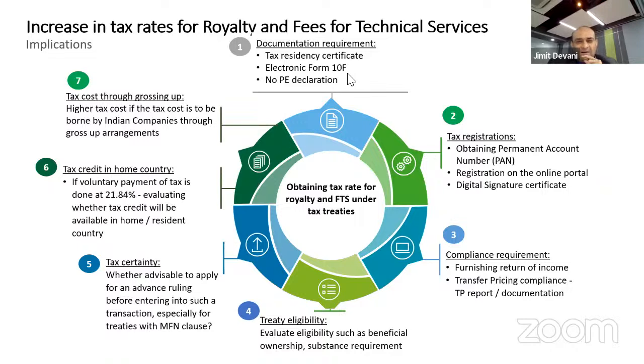CBDT circular, I don't recollect the circular immediately at this point, but it has been very recent on the MFN, somewhere around February. That's where we need to do it. So in a gross up, is a return to be filed in India? Technically the answer is yes. In a gross up, technically they have to file the tax return in India.